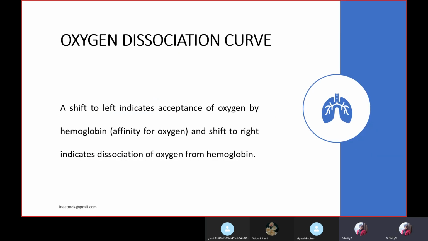Next point is the oxygen dissociation curve. This is from the biochemistry point of view from the respiratory system. It is a very important MCQ. So the oxygen dissociation curve is nothing but when there is acceptance of oxygen by the hemoglobin. That is, the hemoglobin takes oxygen. It is called the shift is towards the left. When the oxygen goes out of the hemoglobin, the shift is towards the right. Even if you don't understand the concept, just remember, if the curve shifts to the left, it means hemoglobin is taking oxygen, which is called oxygen affinity. If the oxygen goes out of hemoglobin, it is called a shift to the right.